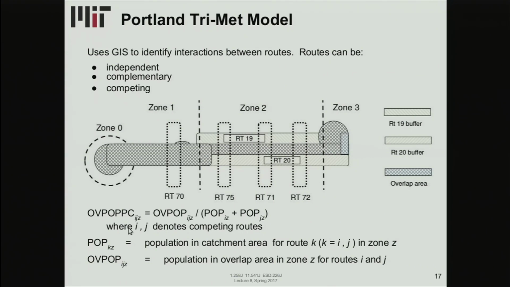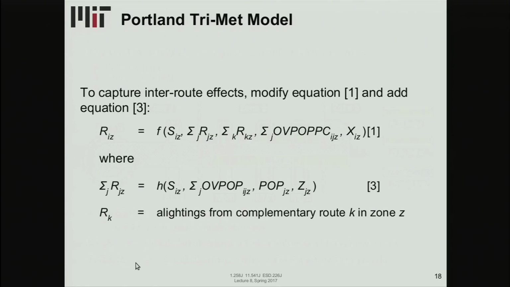So then we quantify the degree to which bus routes compete with this overlapping population fraction, percentage or proportion. This is the fraction of population that is on the overlapping portion. So we look at Route 19 and Route 20, and we're saying how much population is on this overlapping area divided by the sum of the population captured by Route 19 and the population captured by Route 20. So that gives you an idea of the degree of overlap. We also measure population in each catchment area for each bus route, and we can then capture inter-route effects. So we do that by modifying the equation 2 slides ago and adding this third equation here. So before we had ridership as a function of level of service and external factors.